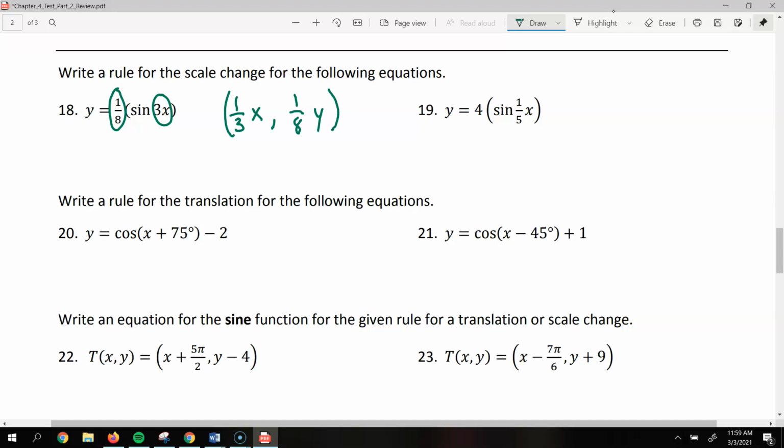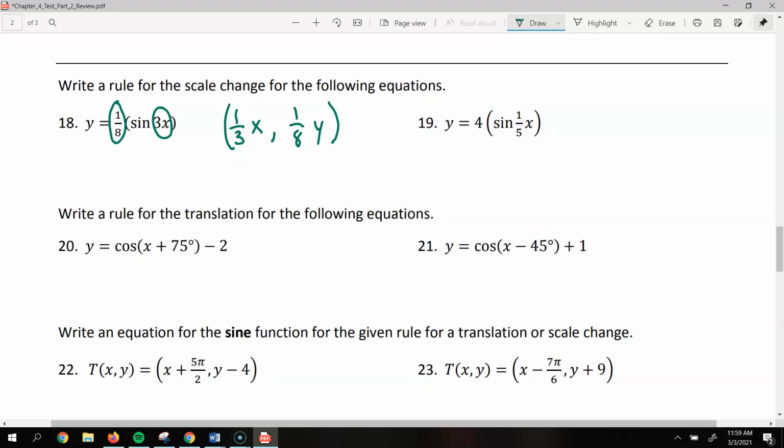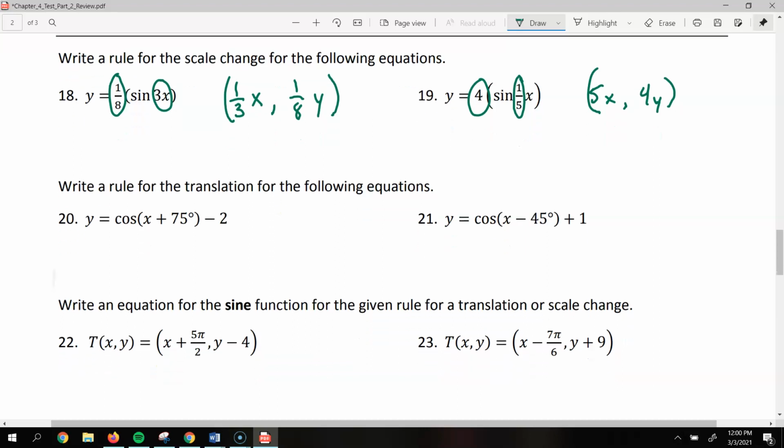For number 19, if we were to come up with a description for this one, the 4 would mean that it's being stretched vertically to be 4 times the size. And if I took the reciprocal of 1/5, I would get 5. So that means that horizontally it's going to be stretched to be 5 times the size. So if we wanted to come up with a rule for the scale change, we would say exactly what's happening: it's going to be 5 times the size horizontally and 4 times the size vertically. So that would be your rule for your scale change for number 19.